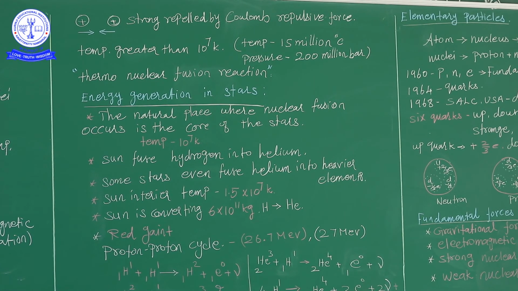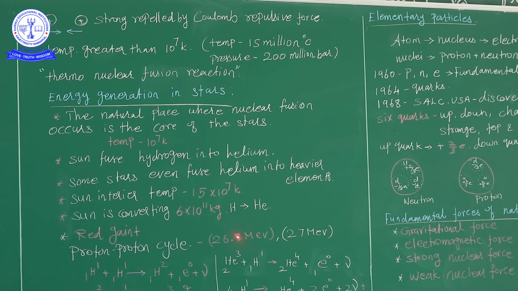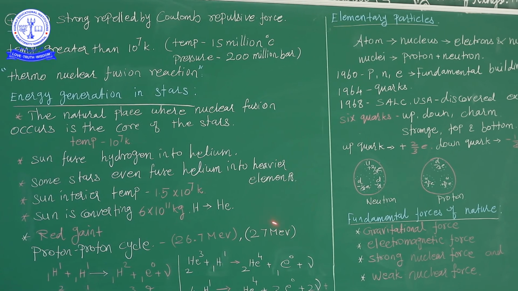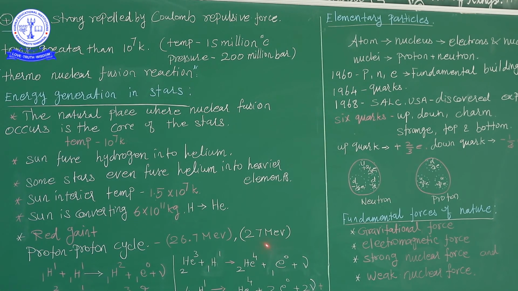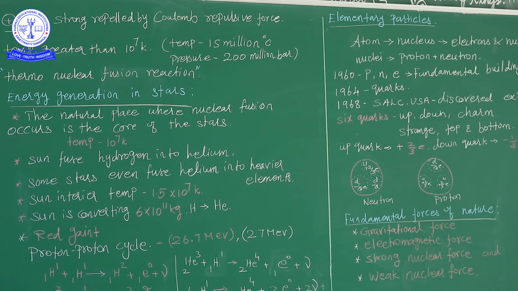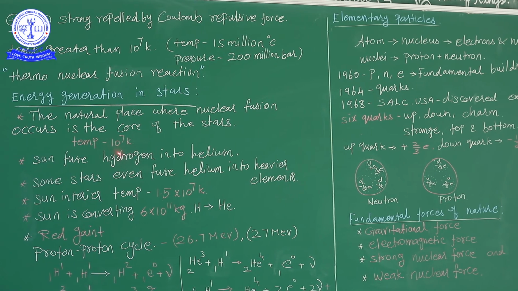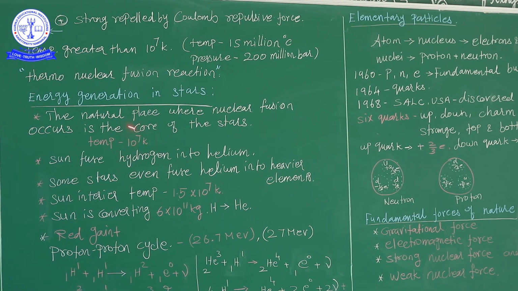What is the value of that energy? That means 26.7 million electron volts. To round up this value, 27 million electron volts of energy will be released by the nuclear fusion process. So what is the nuclear process and how do we achieve it? The temperature is the key: the maximum temperature attained here is 10 to the power of 7.